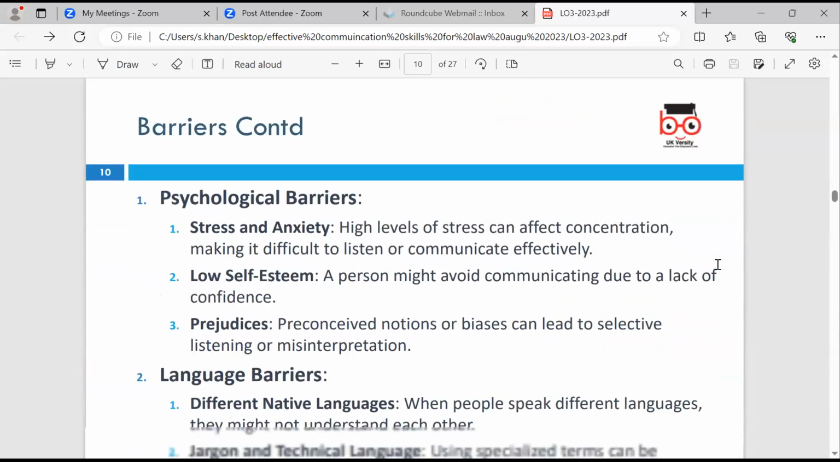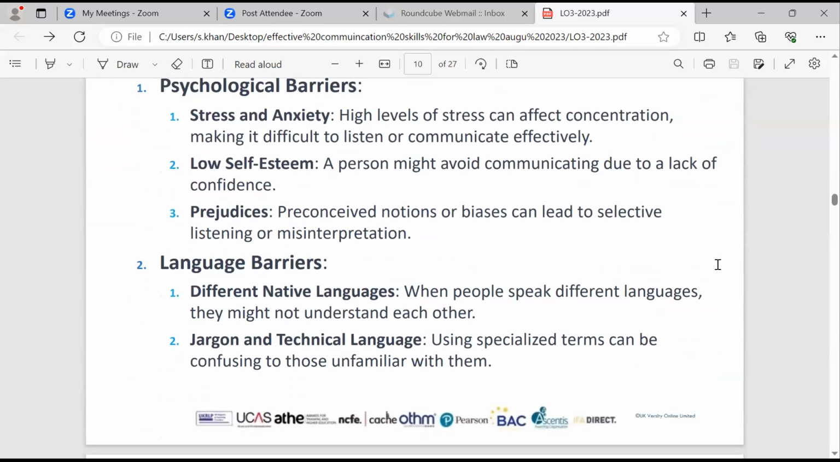We've got psychological barriers: stress and anxiety. People that have high stress levels and anxiety, it may affect their communication. High levels of stress can affect concentration, making it difficult to listen or communicate effectively. Low self-esteem: a person who has low self-esteem might avoid communicating due to lack of confidence, because they don't have any confidence to talk to anyone. Prejudice: preconceived notions or biases can lead to selective listening or misinterpretation.